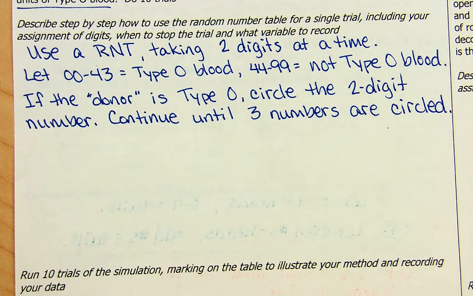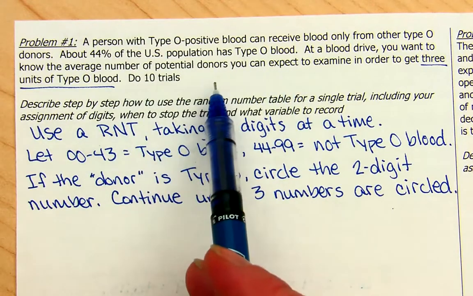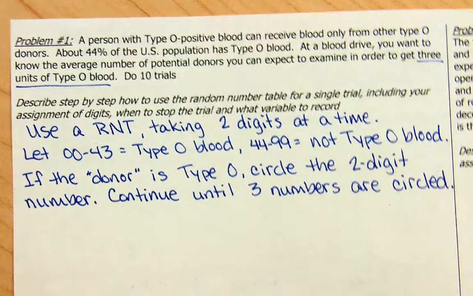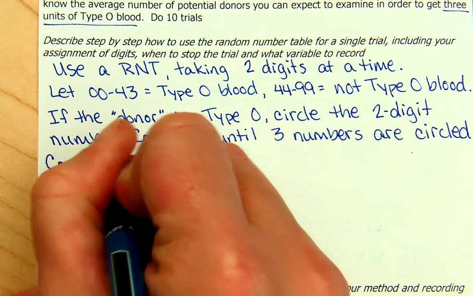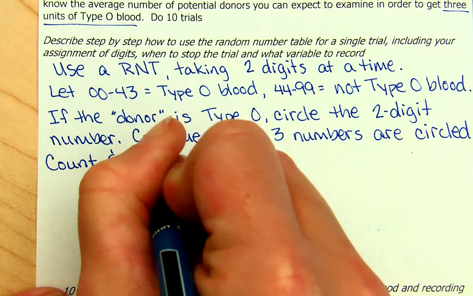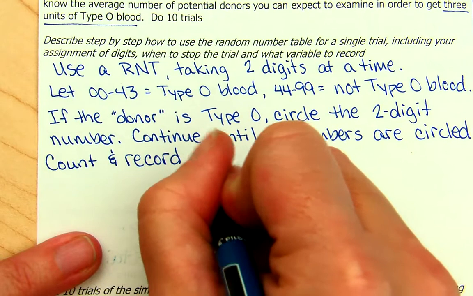So now I need to think about, what am I recording? For each trial, what am I concerned about? And I want to know, how many did it take, how many donors did I have to go through to get those 3? So I'm going to count and record the number of donors in that trial.